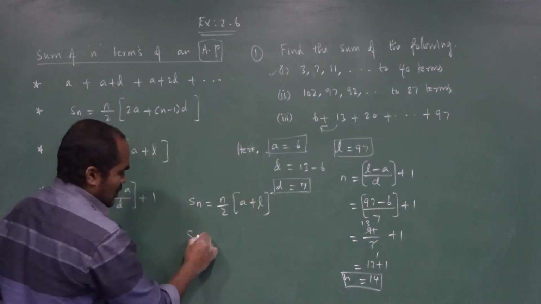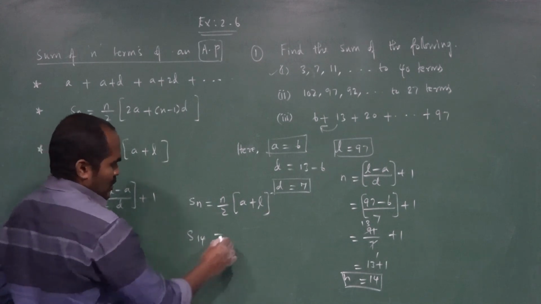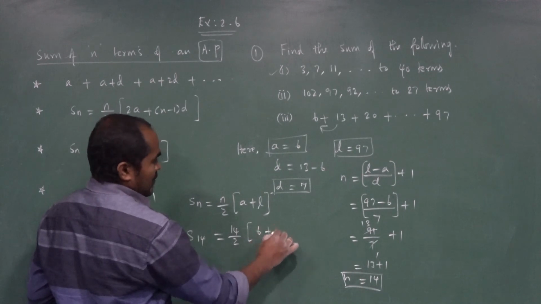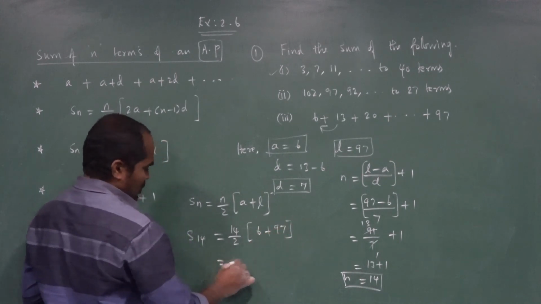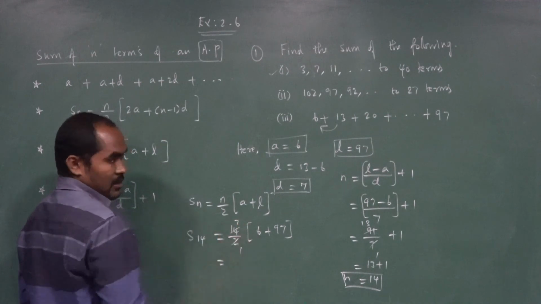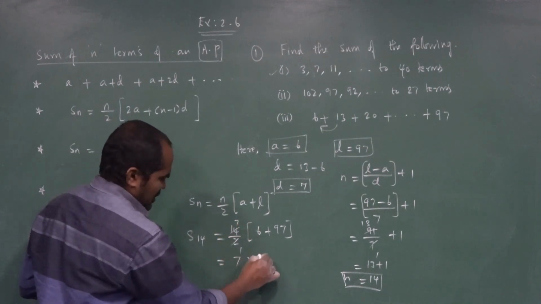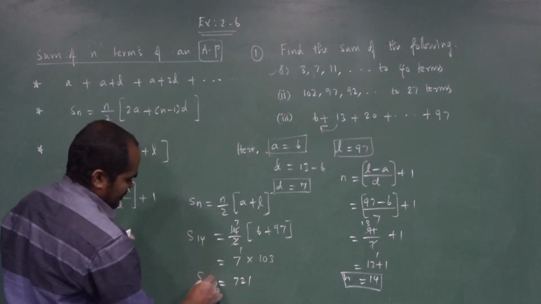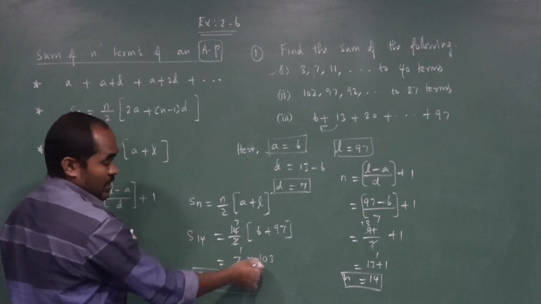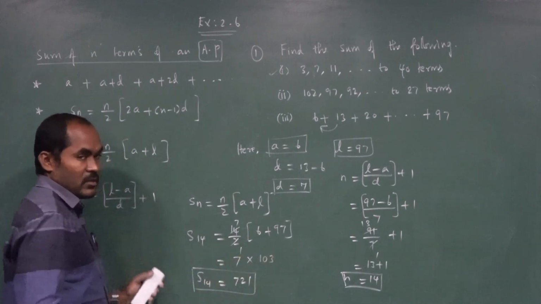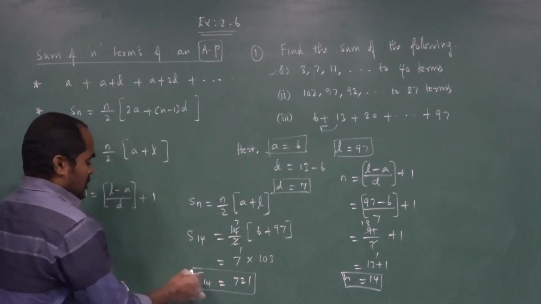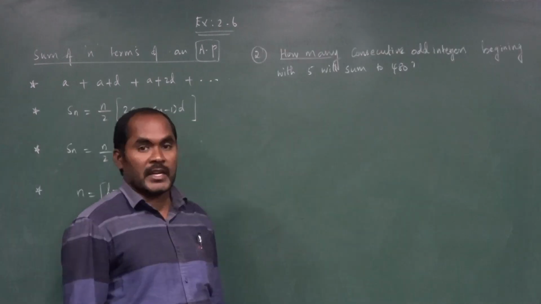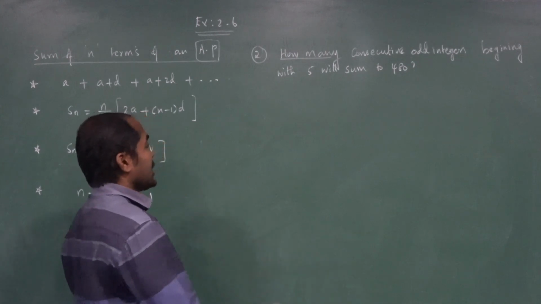So S14 is equal to 14 by 2 of A value 6, L value 97. So 1 2 is 2, 7 2s are 14. 7 into 103, so 721 is our answer, because 7 into 100 is 700, 7 into 3 is 21, 721. So our third answer is 721.